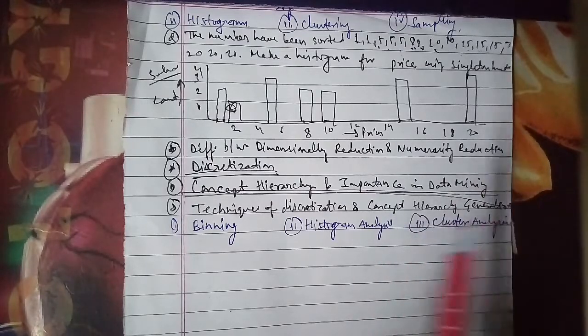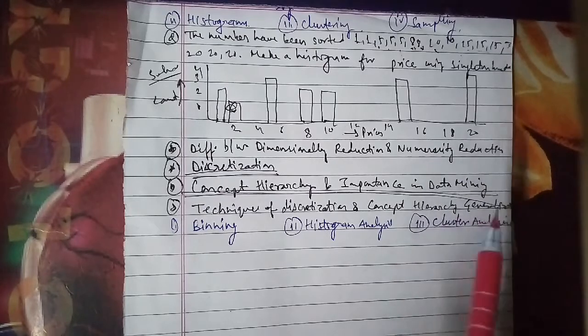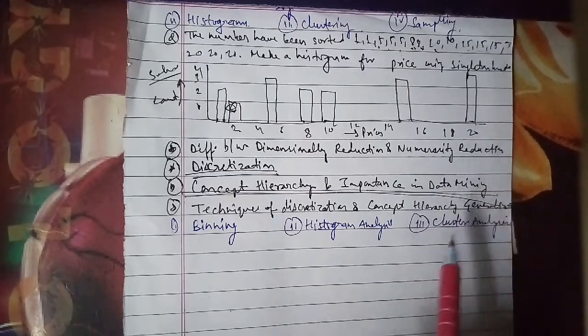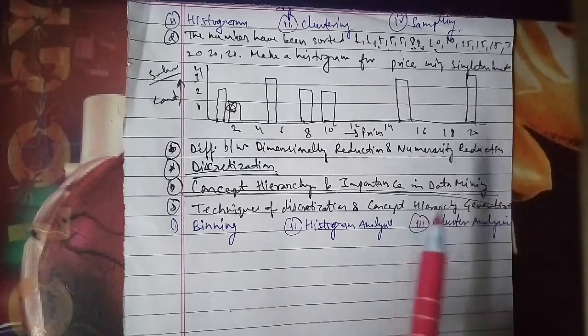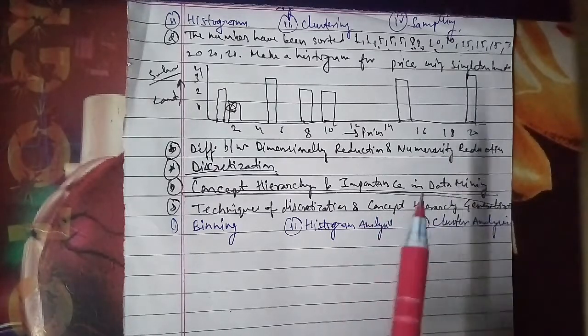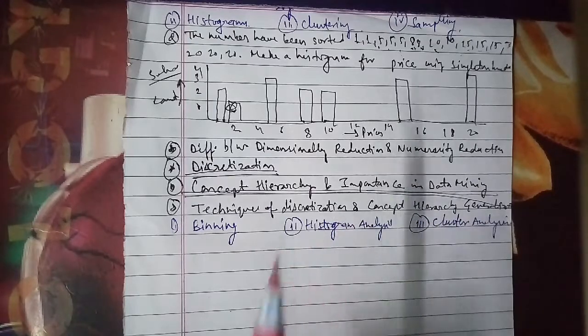The methods of concept hierarchy for categorical data are to be followed. The first we have is specification of a partial ordering of attributes explicitly at the schema level by experts.